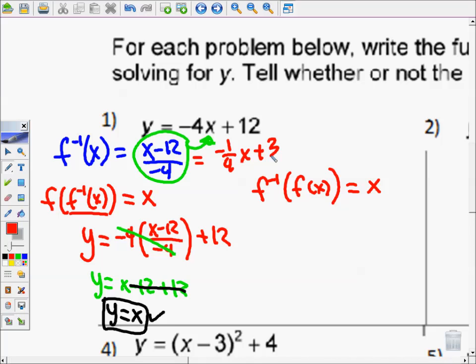So, practice. Use a separate piece of paper if you write large. You need to end up with the inverse and tell me whether it's a function or not.